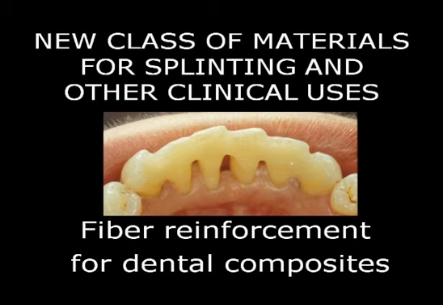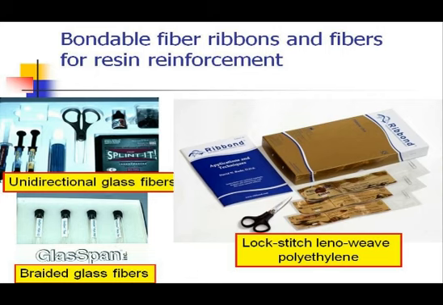Fiber reinforcement with composites were really introduced around 1992. And I, in fact, have some cases that are now going on 12, 13, 14 years of clinical success. These bondable fiber ribbons and straight fibers are either unidirectional glasses, like the Splinted material from Pentron, braided glass fibers, although the most popular and the one showing the greatest durability clinically are a lock-stitch Leno-weave polyethylene, the Ribbond material from Seattle, Washington.